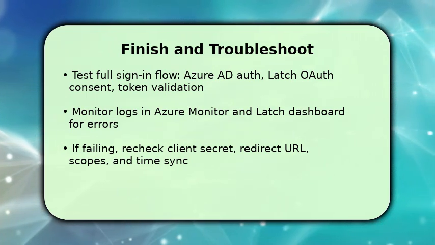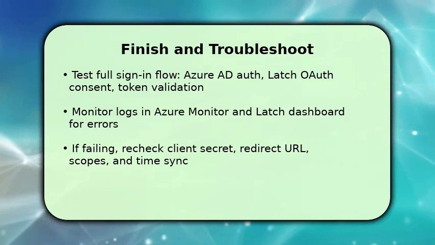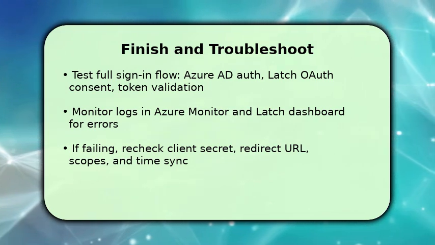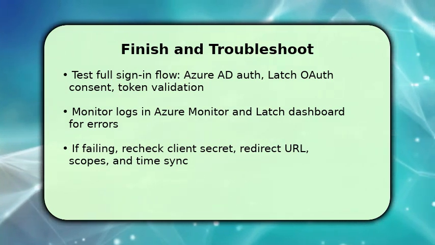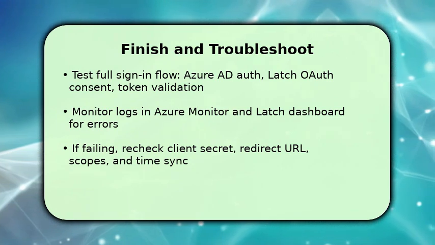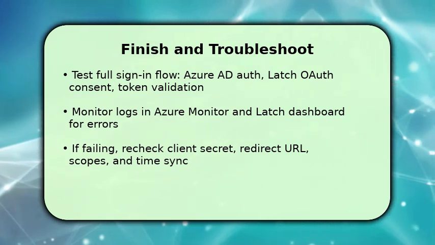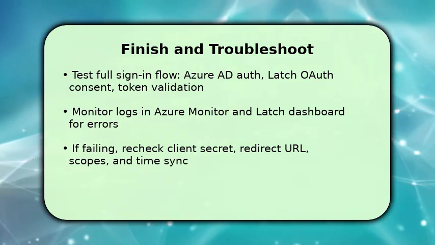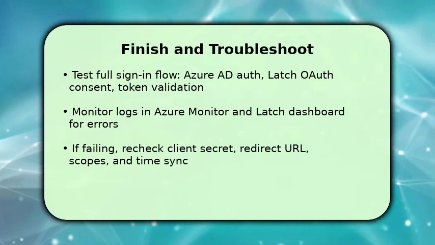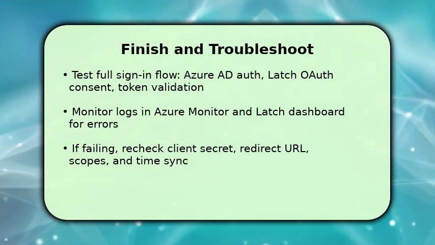If something breaks, first recheck the client secret and the exact redirect URL string, then confirm OAuth scopes and that system clocks are synchronized. Those checks fix most issues quickly. If not, enable verbose logging to capture the failing request details for diagnosis.